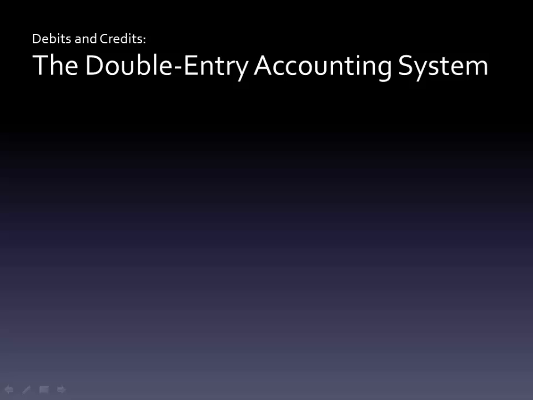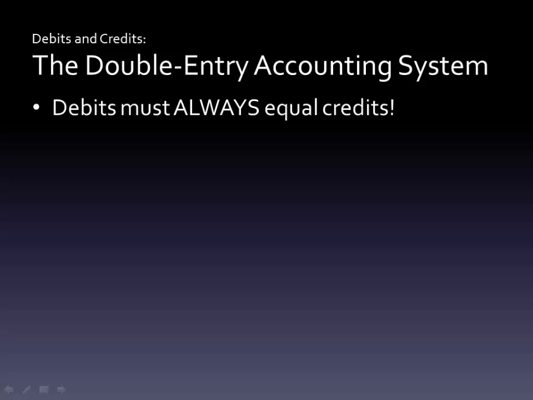All right, so double entry accounting system, debits and credits. Once again, very important to the whole process. Debits must always equal credits. When can they not equal credits?